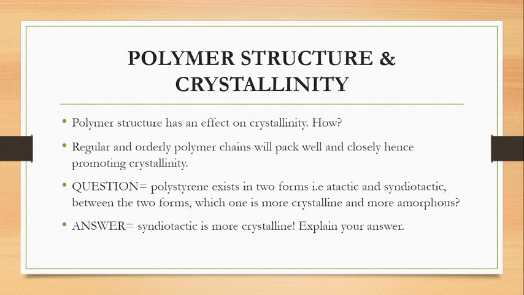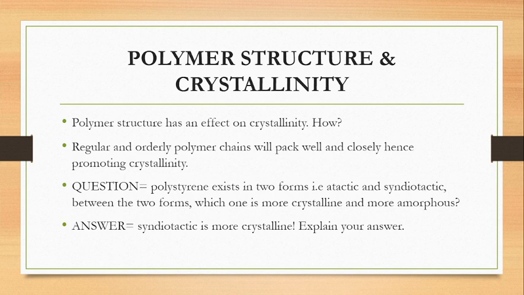Polymer structure and crystallinity. Now we want to see the relationship between polymer structure and crystallinity. We do understand what crystallinity is. Crystallinity is the arrangement, the high degree of polymer chain packing. The high degree of polymer chain packing is what we call crystallinity. So regular and orderly polymer chains will pack well and closely, hence promoting crystallinity.